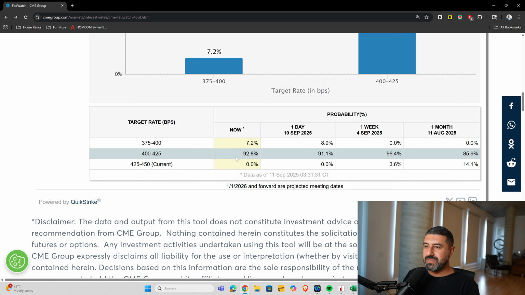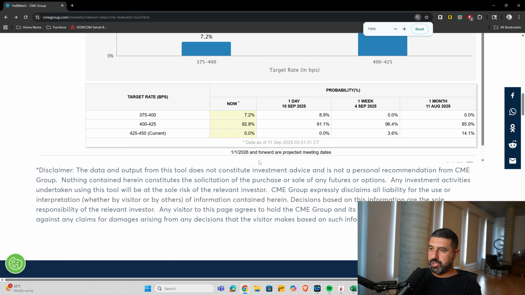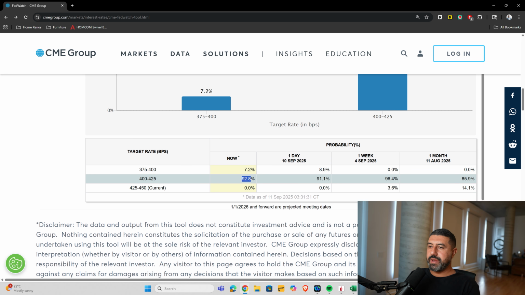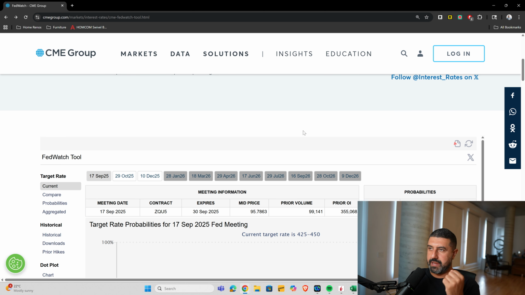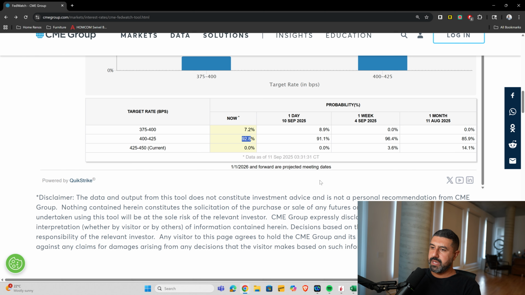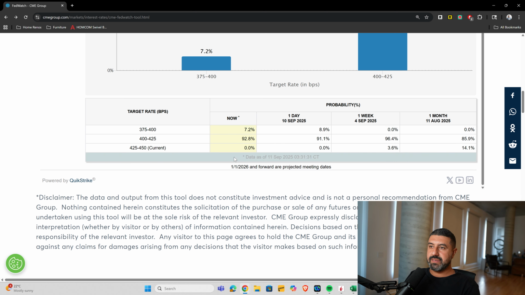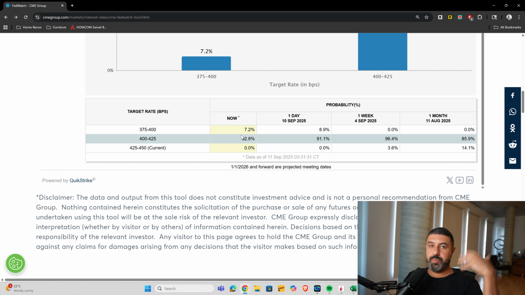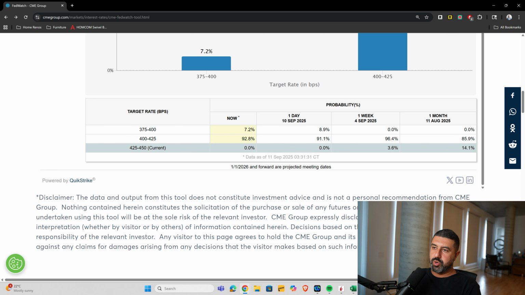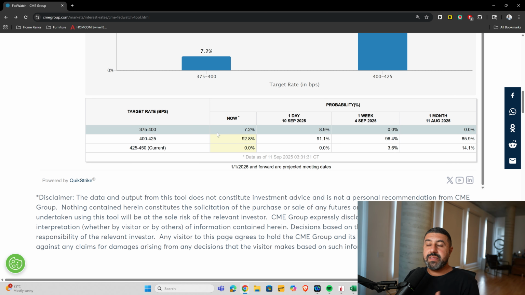Now, why this matters is because if you care about interest rates, you want to know what the market expects. Because if next week on Wednesday, Jerome Powell comes out and says, okay, there's a 0.25% rate cut, and this is the same as a day before, the numbers are around the same, then it's not a surprise.